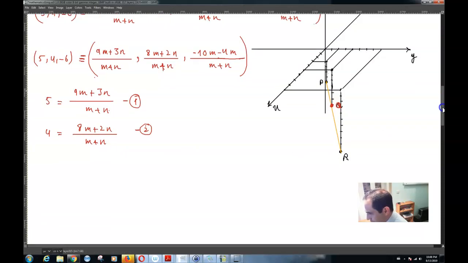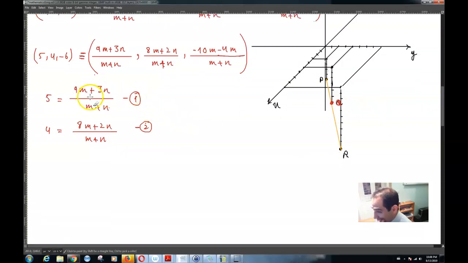So now if you simplify the two equations, of course you don't need to simplify both of them. You can just solve one of these equations. Since it's a ratio, you will be able to get that. Meaning that, for example, if you use equation number 1, what you will get is cross multiply: 5M plus 5N is equal to 9M plus 3N. And take everything to one side: 5M plus 5N minus 9M minus 3N is equal to 0.